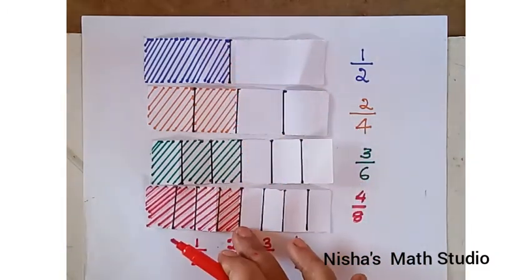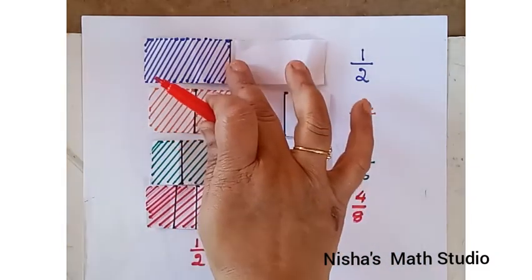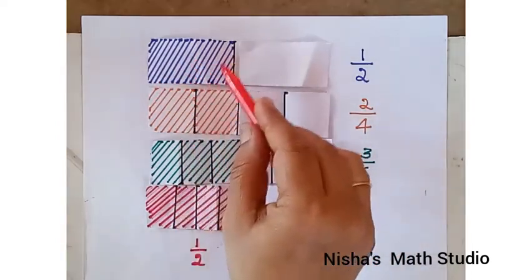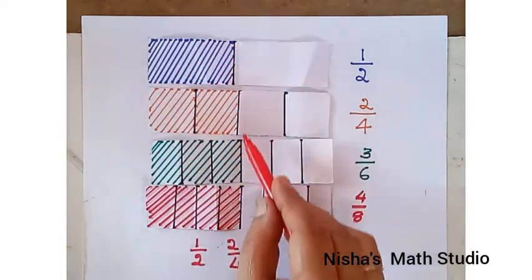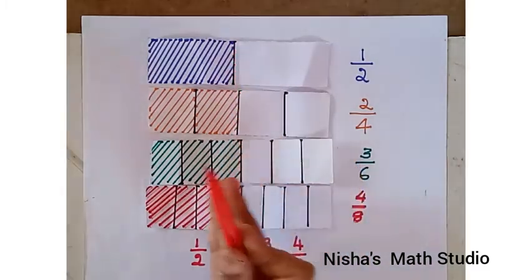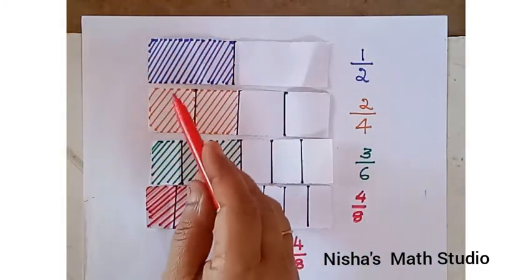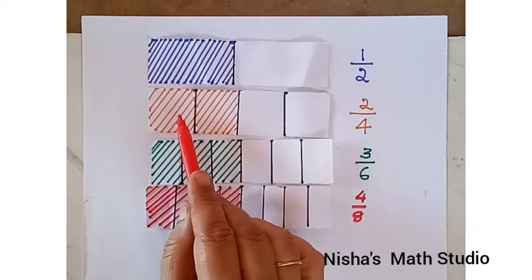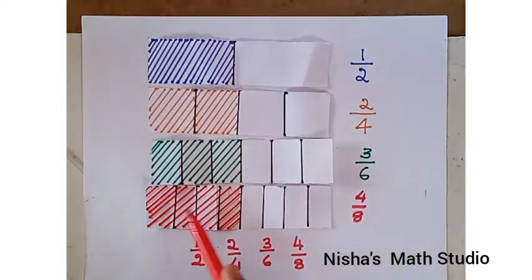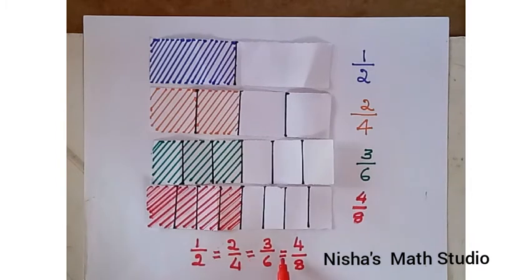Observe the colored part here. If you look at that, all the strips were of the same size and the portion which has been covered is also the same. Only half the portion of the strips has been covered. That is, either you make it 4 parts and shade 2, 6 and shade 3, or 8 and shade 4. So we observe that 1 by 2 is equal to 2 by 4 is equal to 3 by 6 is equal to 4 by 8. Now you have 1 by 2, 2 by 4, 3 by 6, 4 by 8 which are equal to each other.